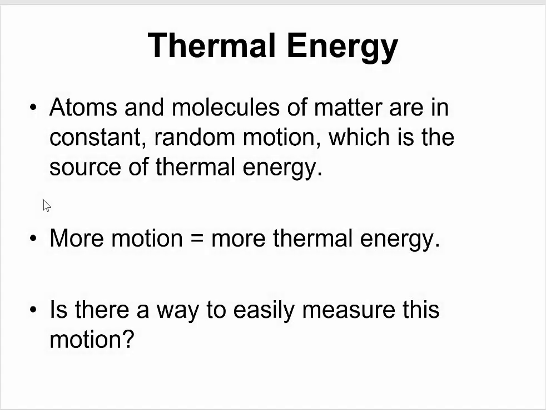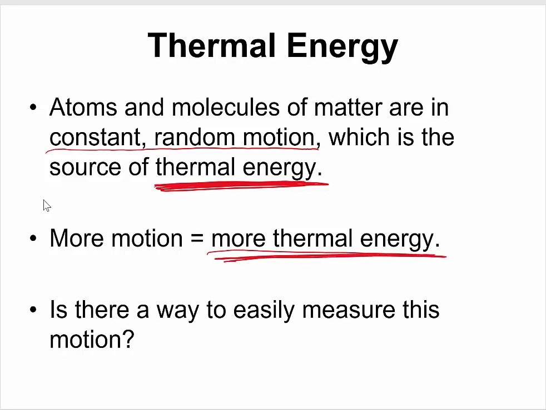Atoms and molecules of matter are always in motion. Constant, random motion. Because they are moving, they are the source of what is called thermal energy. The faster the atoms and molecules are moving, the more thermal energy they will possess.